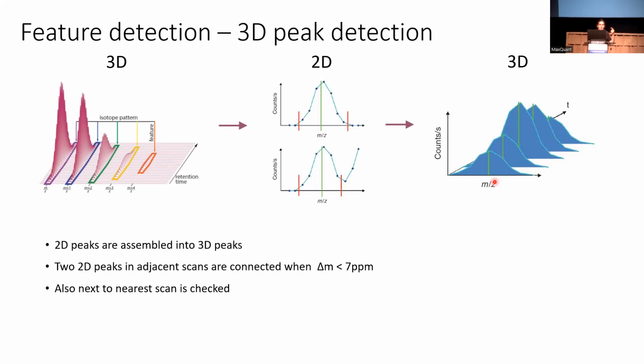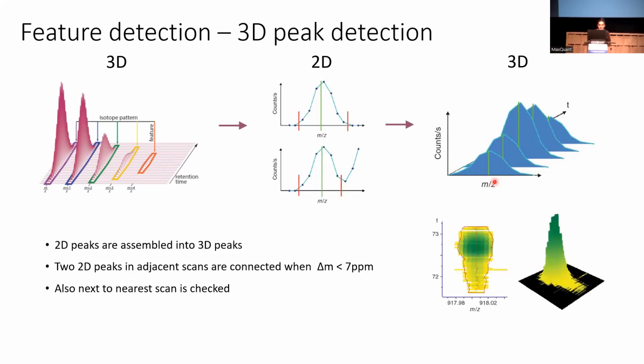Also, sometimes you go to the next scan and there is nothing there. Sometimes this happens, so that's okay. Then you go to the next scan. But of course, not if you have 2 consecutive scans without a centroid. We're okay with 1. So then you have grouped these centroids together.